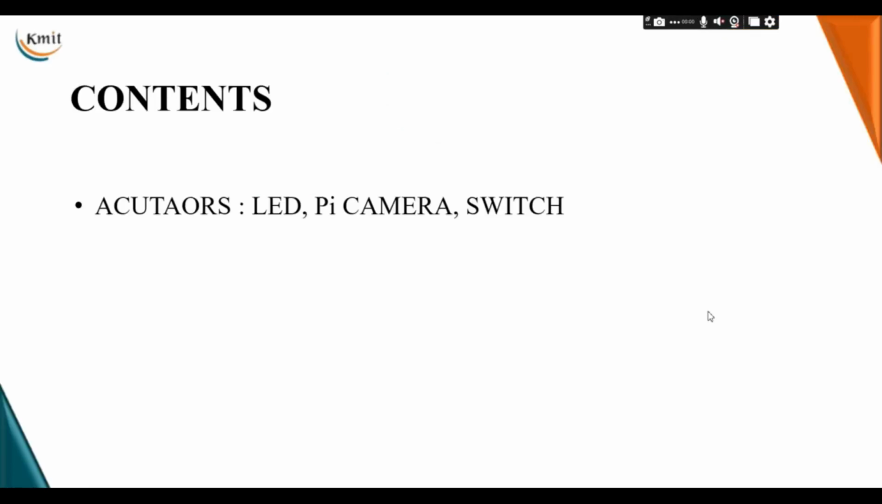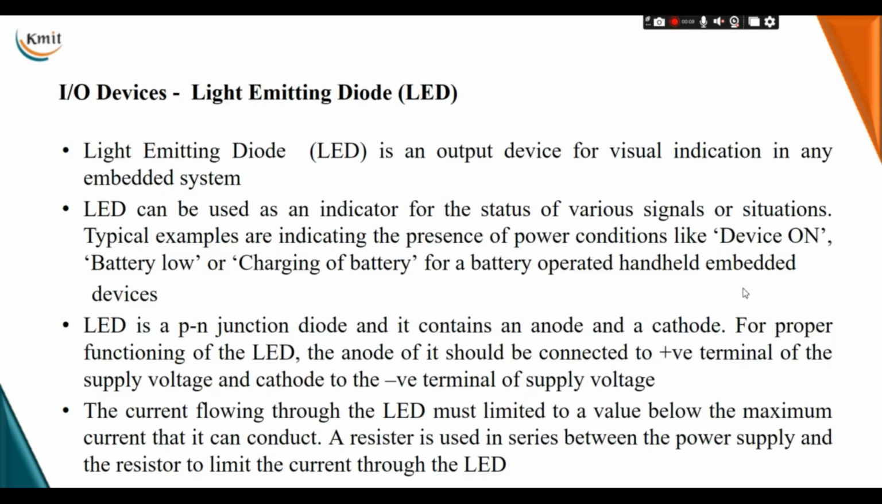The topic in unit 2 is we are going to see some of the actuators like LED, Pi camera and then switch. First, LED, input output device. LED abbreviation is light emitting diode. It is an output device for visual indication in any embedded systems. LED can be used as an indicator for the status of various signals.